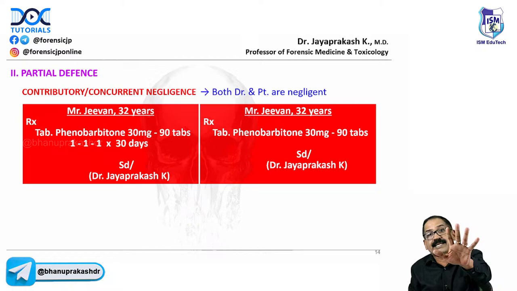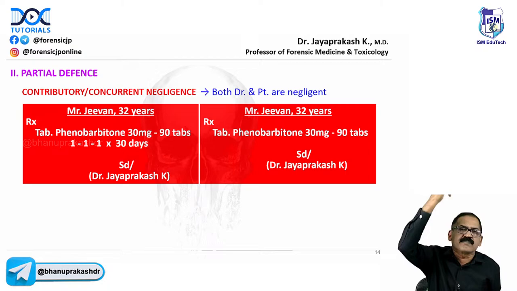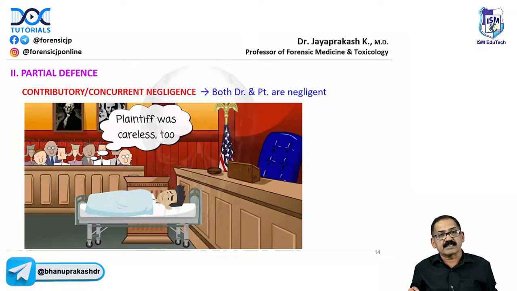If I am a veterinary doctor, if a baby elephant comes with the history of seizures, I would have given 90 tablets or even 100 tablets. But at least she could have called me and asked me about the dose, or at least she could have come and visited me. Then if the judge thinks, yes, doctor is negligent, patient is also negligent, then it is an example of concurrent negligence. But it is only in civil cases, only in civil negligence, not in criminal negligence. Okay, remember that.